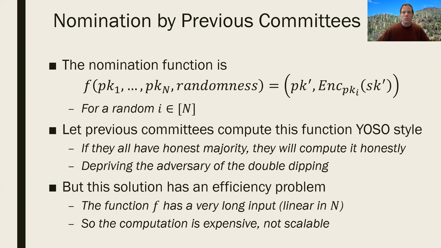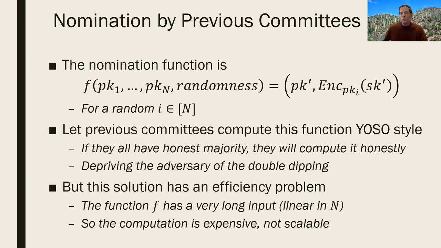Here is how it would work perhaps. We have this nomination function, which takes the public keys of everybody, big N public keys, and some randomness. What it outputs is an ephemeral public key and an encryption of the corresponding ephemeral secret key under one of these keys, and the index of the key is chosen at random. So this is a randomized function that we want to implement.